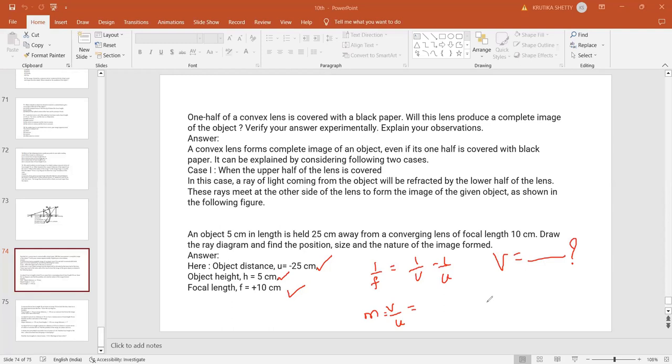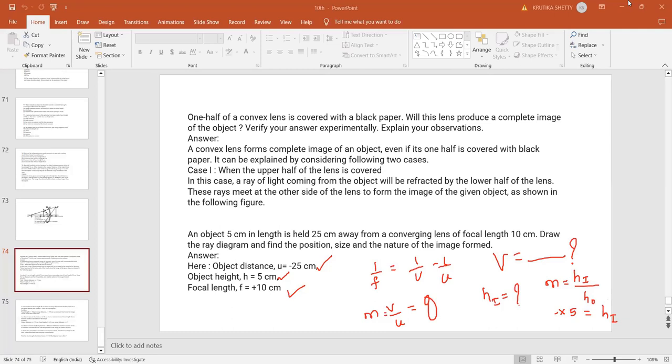If they ask for size, we need the height of the image. The magnification formula is the height of the image to the height of the object. The magnification I can calculate here, and put these values. Height of the object is given, 5 cm. Then we get the height of the image. That is how you have to solve it.